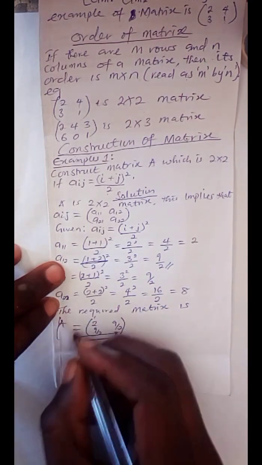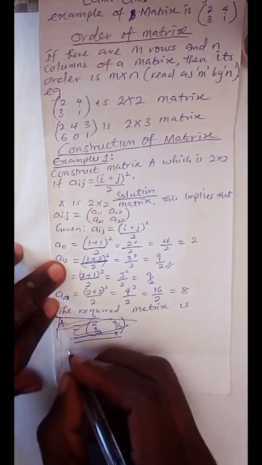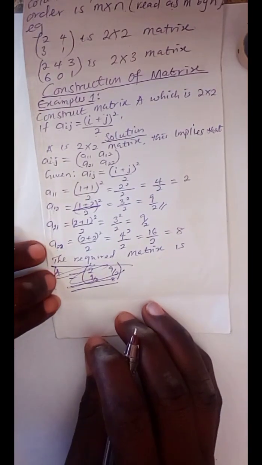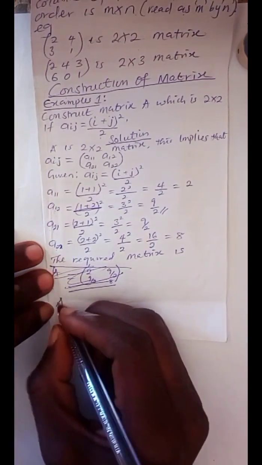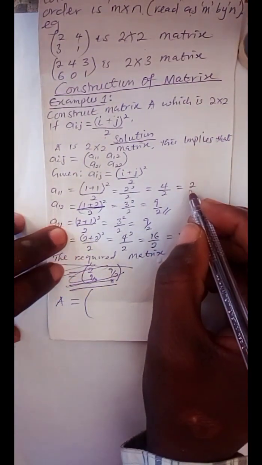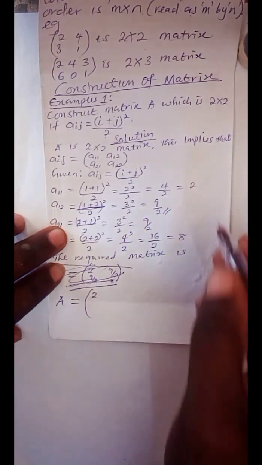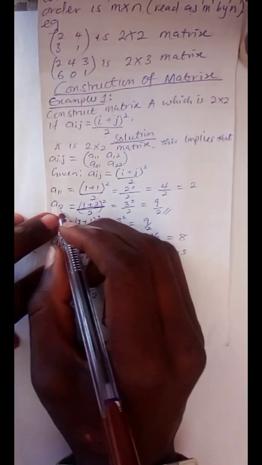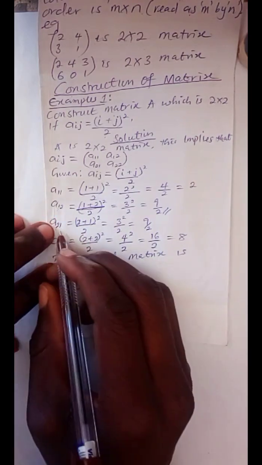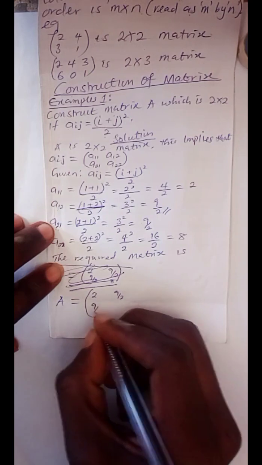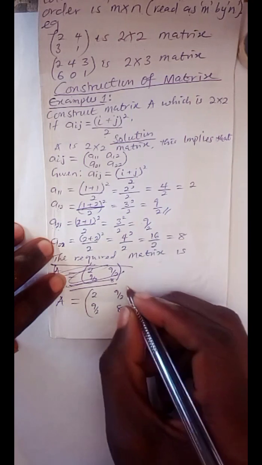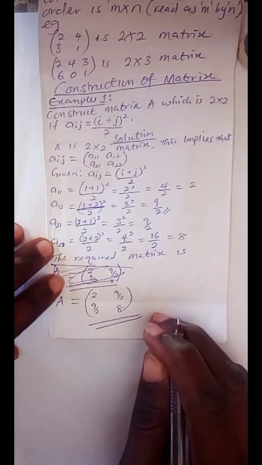So let me write it in a clearer way. A is the same thing as this. Here the element of row 1 column 1 is 2, the element of row 1 column 2 is 9 all over 2, the element of row 2 column 1 is also 9 all over 2, and the element of row 2 column 2 is 8. So this is the matrix we are asked to find.